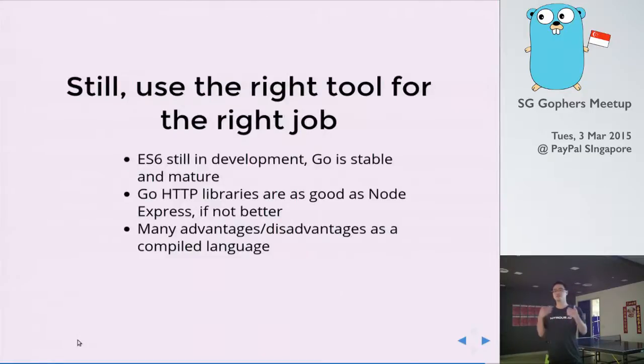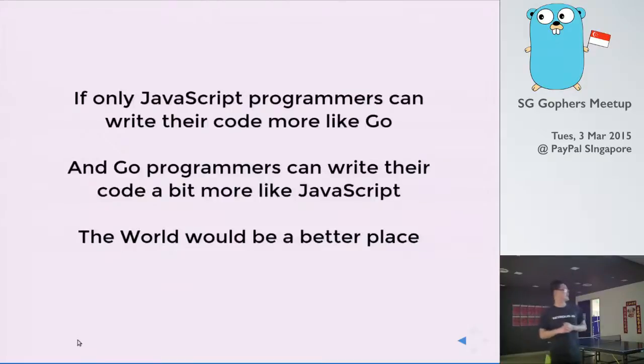Which means that if you have a project you want to do now, I will still recommend you to use Go. And also the HTTP libraries in Go are at least as good as the HTTP framework in Node Express, if not better. And of course Go, as a compiled static type language, has the same set of advantages and disadvantages as a compiled language. So that's all I have to say today.